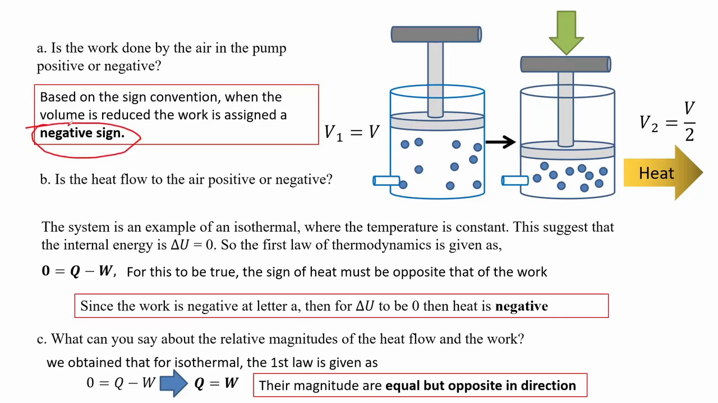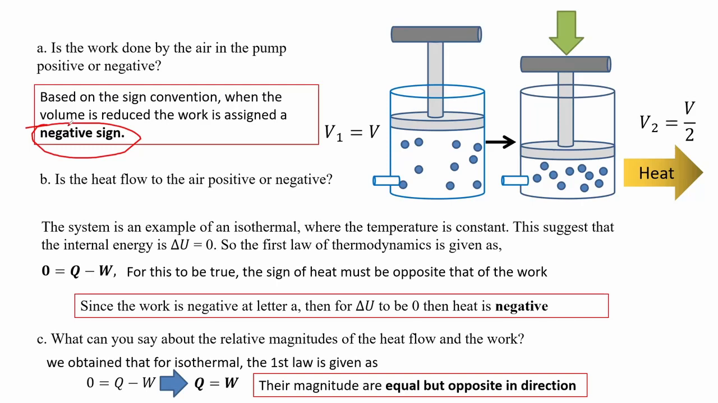For letter B, is the heat flow to the air positive or negative? The system is an example of an isothermal process, where the temperature is constant. This suggests that the change in internal energy is 0. So the first law of thermodynamics is given here. For this condition to be true, the sign of heat must be opposite to the work. Since the work is negative at letter A, then for the internal energy change to be 0, heat is positive.